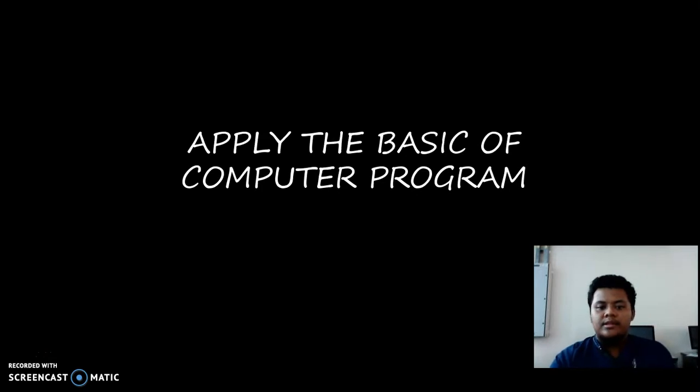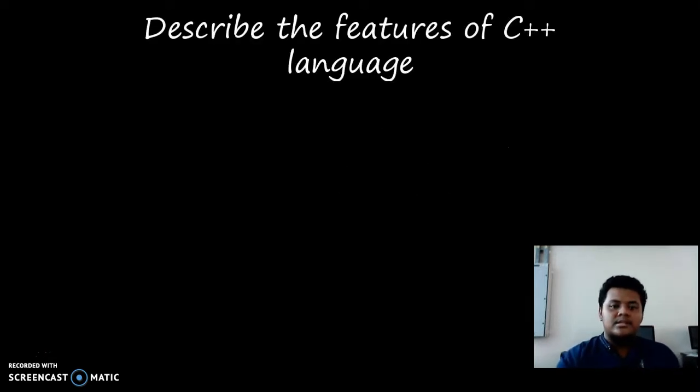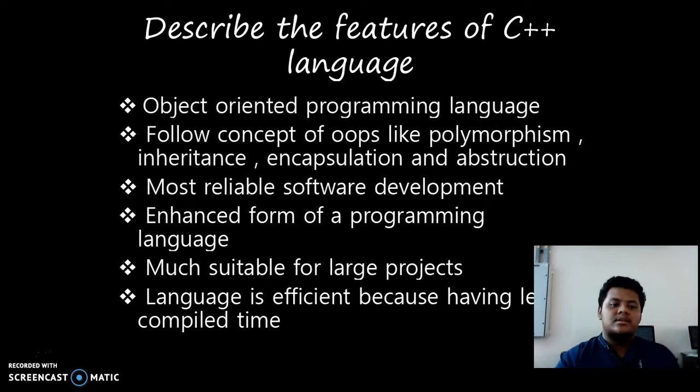Apply the basics of computer program. Describe a feature of the C++ language. It is an object-oriented programming language that follows the concepts of OOP like polymorphism, inheritance, encapsulation, and abstraction. Most reliable software development, efficient, and a programming language suitable for large projects. The language is efficient because it has less compile time.